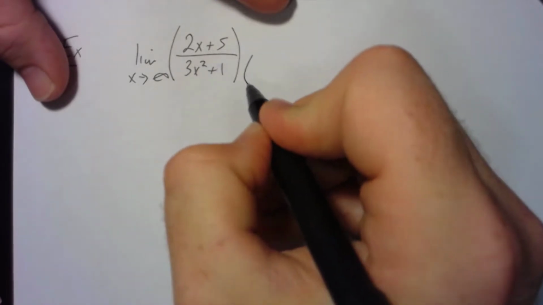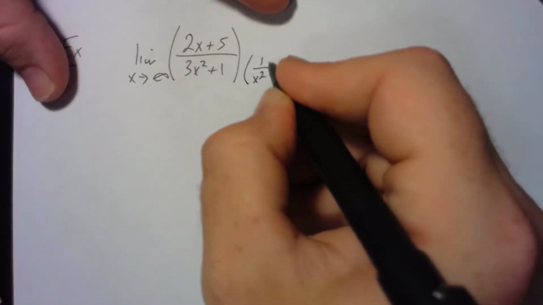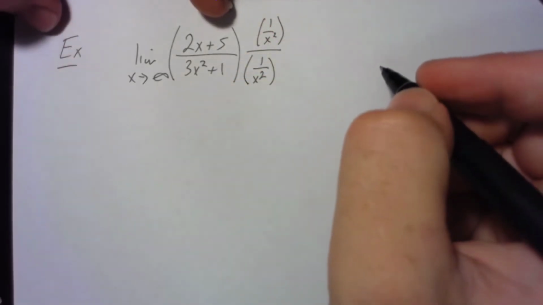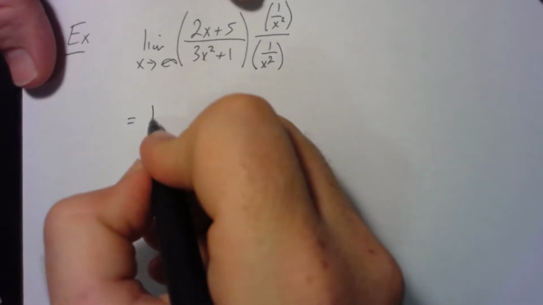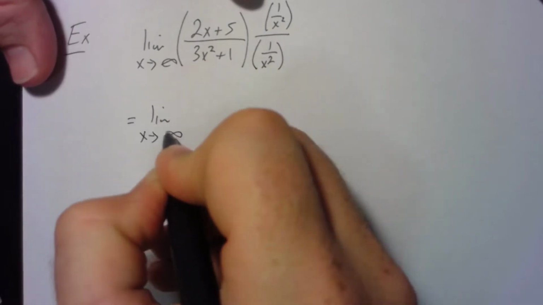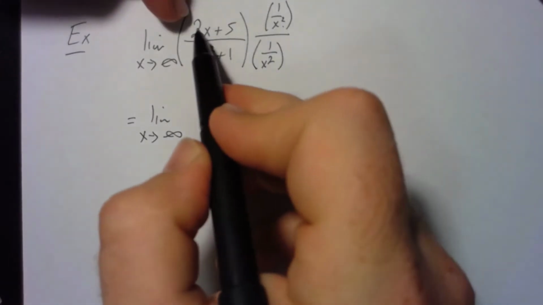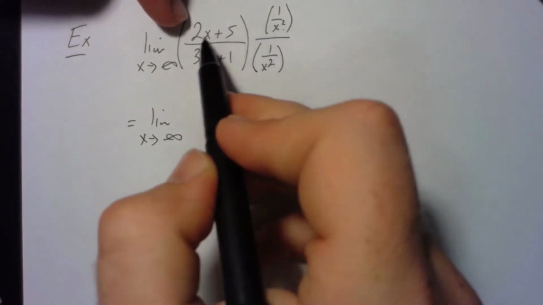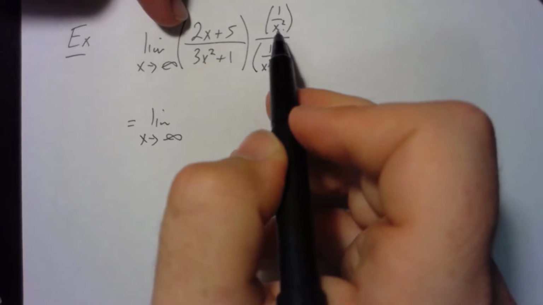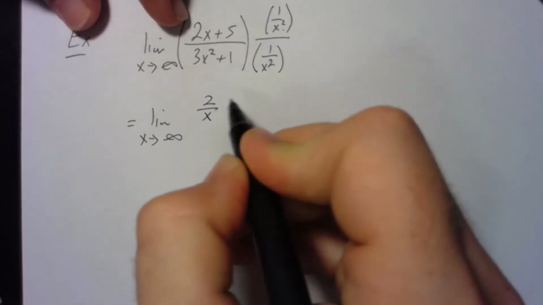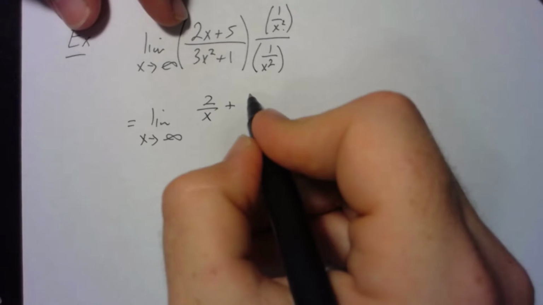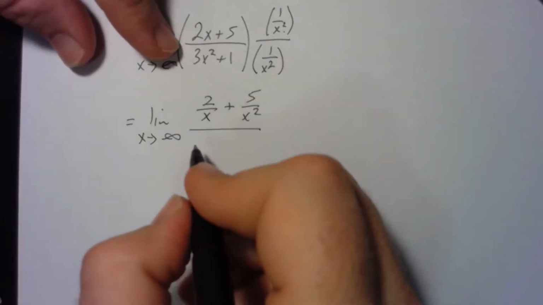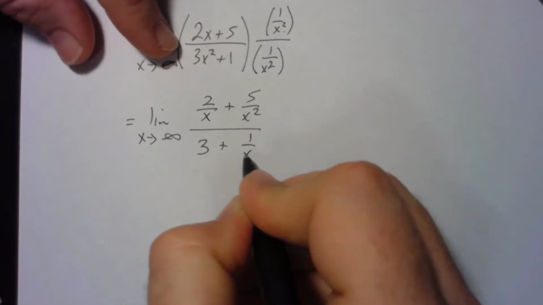And we're going to multiply by 1 divided by the largest power of x in the denominator. So we're going to multiply by 1 over x squared on both top and on bottom. We'll distribute this all the way through, giving me the limit as x goes to infinity of, if I multiply this by this, it'll be 2x divided by x squared, canceling out the x on top and only one of the x's on the bottom. So 2 over x, plus, distributed to the 5 over x squared, divided by, distributed to 3x squared, giving me 3, plus 1 over x squared.